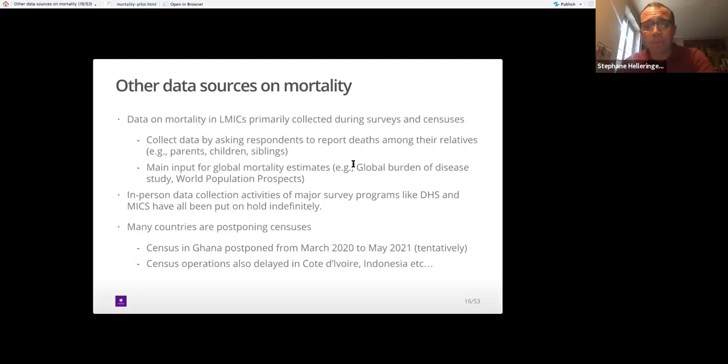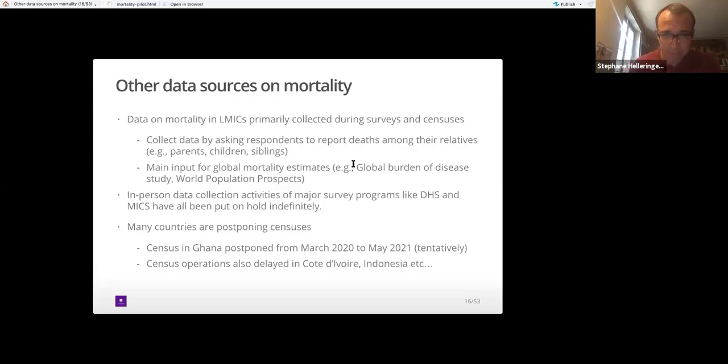They ask respondents to list their parents, list their children, list their siblings, and one by one they ask whether these people are still alive, and if not, how, when, and at what age they might have died. So these are retrospective data, covering periods prior to the survey, and they constitute the main input for local and global mortality estimates. The Global Burden of Disease study and the World Population Prospects, for example, are all based on these periodical data collection exercises.